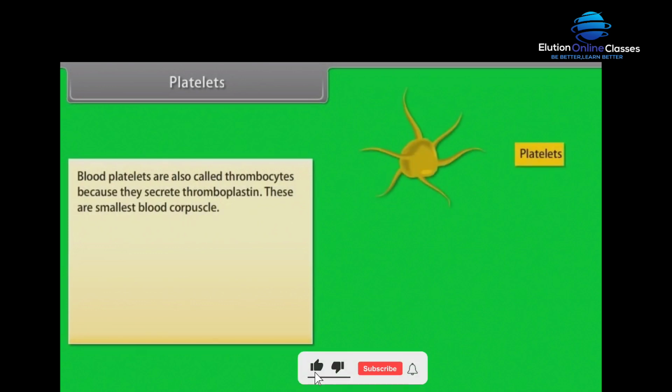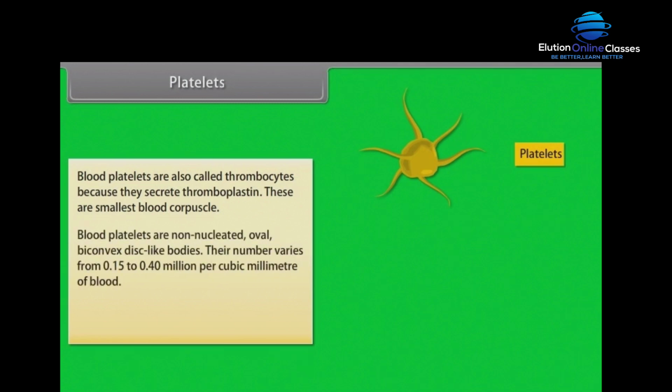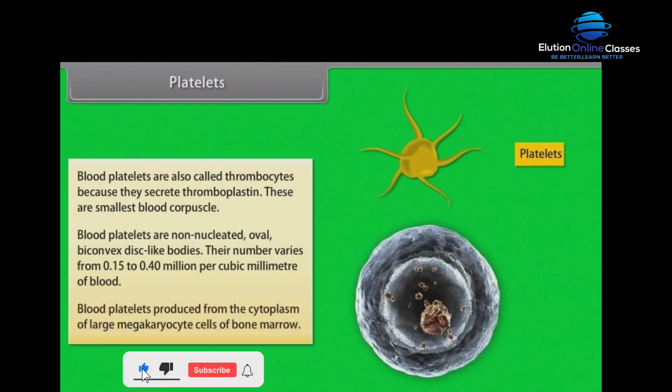Platelets. Blood platelets are also called thrombocytes because they secrete thromboplastin. These are the smallest blood corpuscles. Blood platelets are non-nucleated, oval, biconvex disc-like bodies. Their number varies from 0.15 to 0.40 million per cubic millimeter of blood. Blood platelets are produced from the cytoplasm of large megakaryocyte cells of bone marrow.